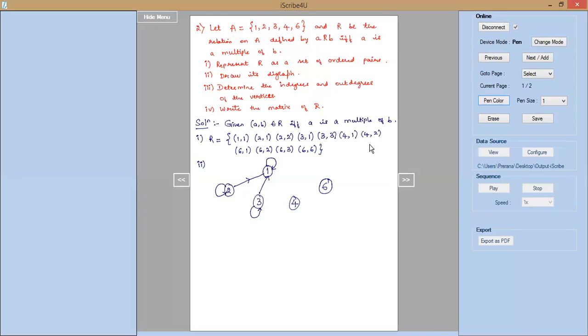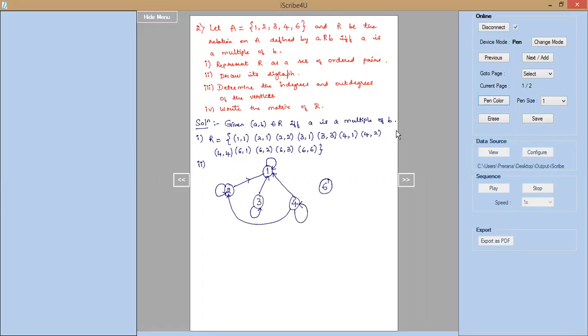Next we have 4 comma 1, 4 comma 2. 4 to 1 I will draw an edge, and 4 to 2 there should be an edge. Just a minute. Yes, we will represent 4, 1 and 4, 2. So 4 to 1 I represent as an edge, and 4 to 2 there should be an edge. While writing the relation R, I have missed out 4, 4 because 4 is a multiple of 4 itself. So I have to write that down. You just observe that. And 4 to 4, we will draw a loop.